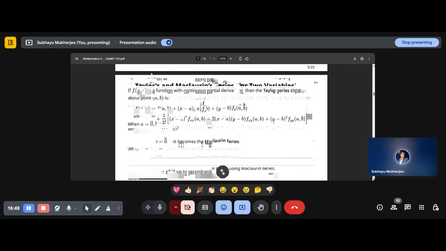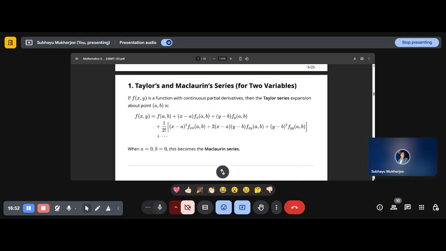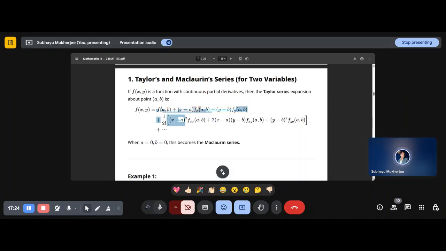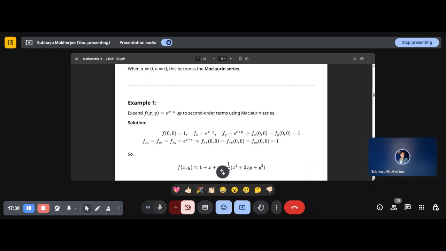So what is the Taylor's and Maclaurin's series? If f of x comma y is a function with continuous partial derivatives, then the Taylor expansion about point a, b is this. Now I assume most of you are in the CSE department, right? So next year itself, that is in second year, you will get these applications of series in the core CSE subjects also. Now what we see here, if a and b equal to 0, this becomes the Maclaurin series. So in this entire formula, if we put a and b equal to 0, that is about the origin, then it becomes the Maclaurin series.